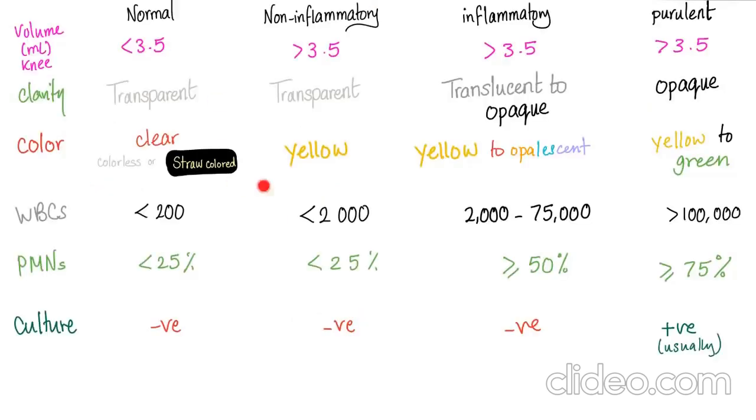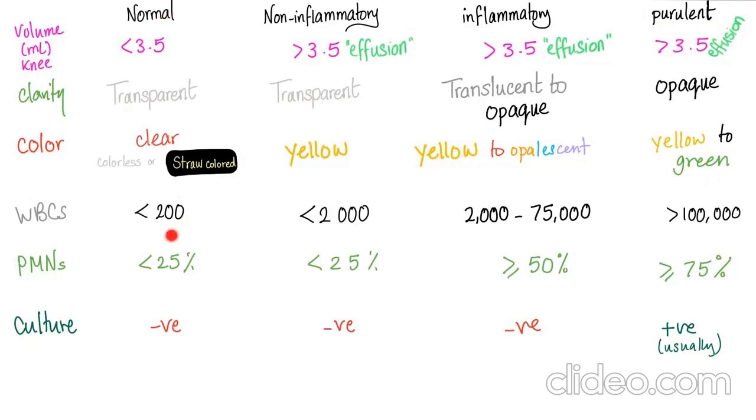So here's the table that will summarize everything for you. Now forget about volume. Let's talk about the clarity. Normally transparent; non-inflammatory, transparent; inflammatory, translucent to opaque; purulent, opaque. How about the color? Normally clear, colorless; non-inflammatory, yellow; inflammatory, yellow to opalescent; and purulent, yellow to green.